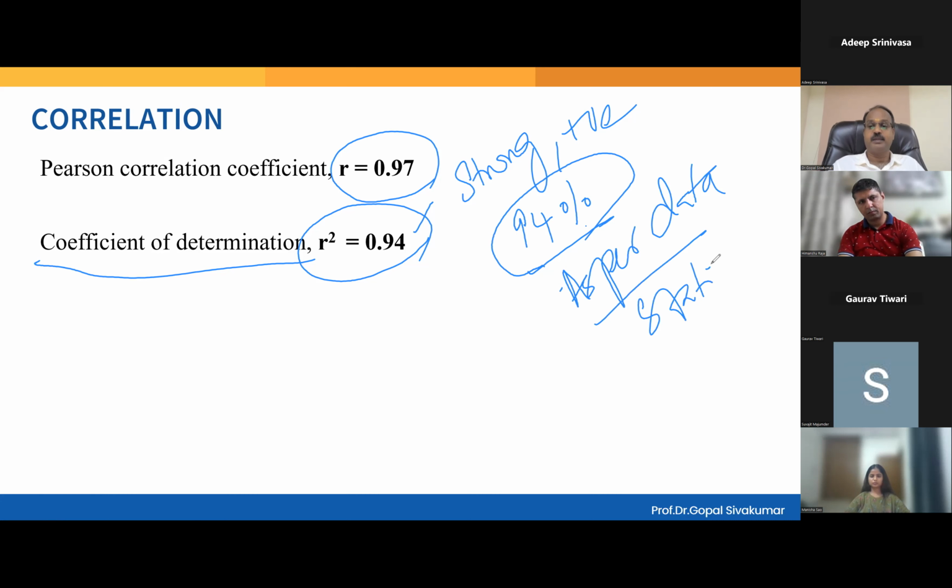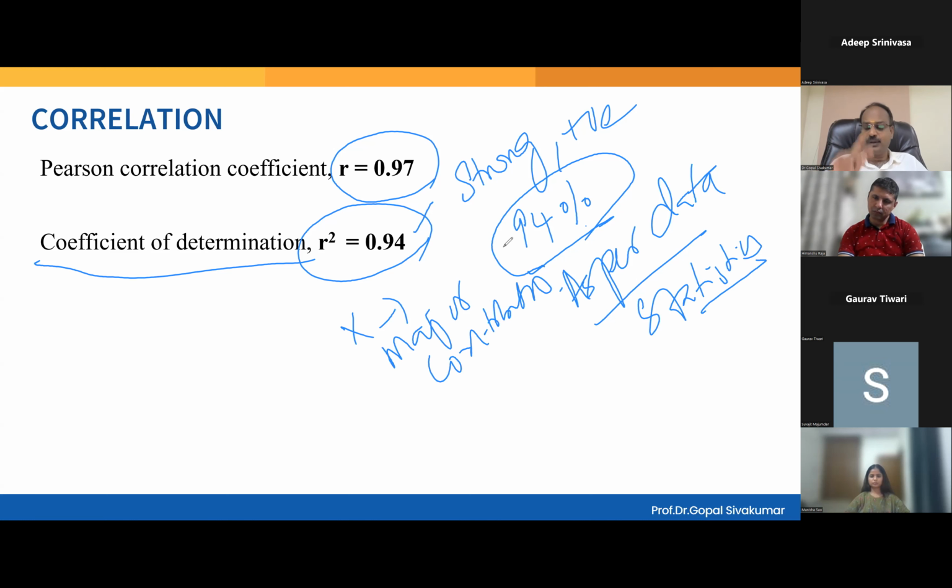This is as per data. As per the experiment we conducted, as per the statistics, the influence is understood to be how much? 94%. That means this X is the major contributing factor. Am I right? Major contributor, because the influence is how much? 94%. That means as of now, there is only one root cause. As of now, according to the data, how many root causes? Only one root cause. You control your calories, you will reach your ideal weight. That's all.